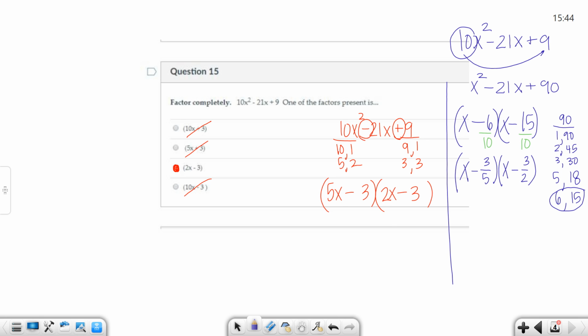Okay, now that's all that they reduce. Now that's not your answer. Remember, you have to bring them up. So your answer would be 5x minus 3 when you bring it up, and 2x minus 3 when you bring it up. And of course, that would give you the same as the red answer. The only one in your list is 2x minus 3.